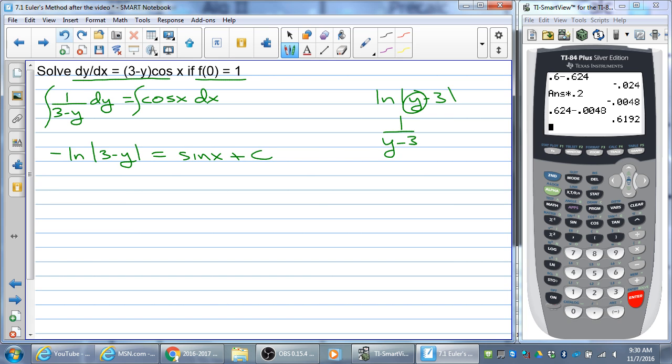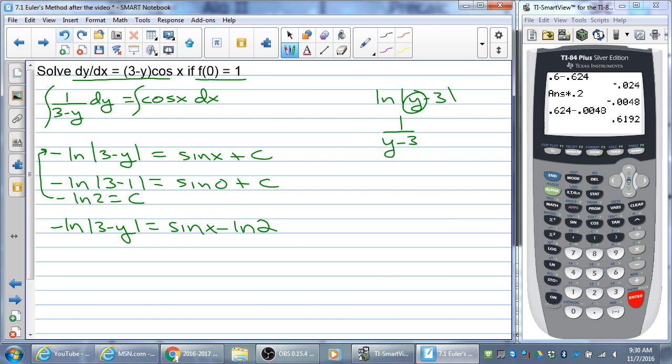Anyway, hopefully you won't. As soon as we take the integral, we want to plug the value in. Negative natural log of 3 minus 1 equals sine of 0 plus c. X is 0, y is 1. We have negative natural log of 2 is equal to sine of 0, which is 0. So c is negative natural log of 2. I've got to plug that back in up here. So negative natural log of 3 minus y is equal to sine of x minus natural log of 2.